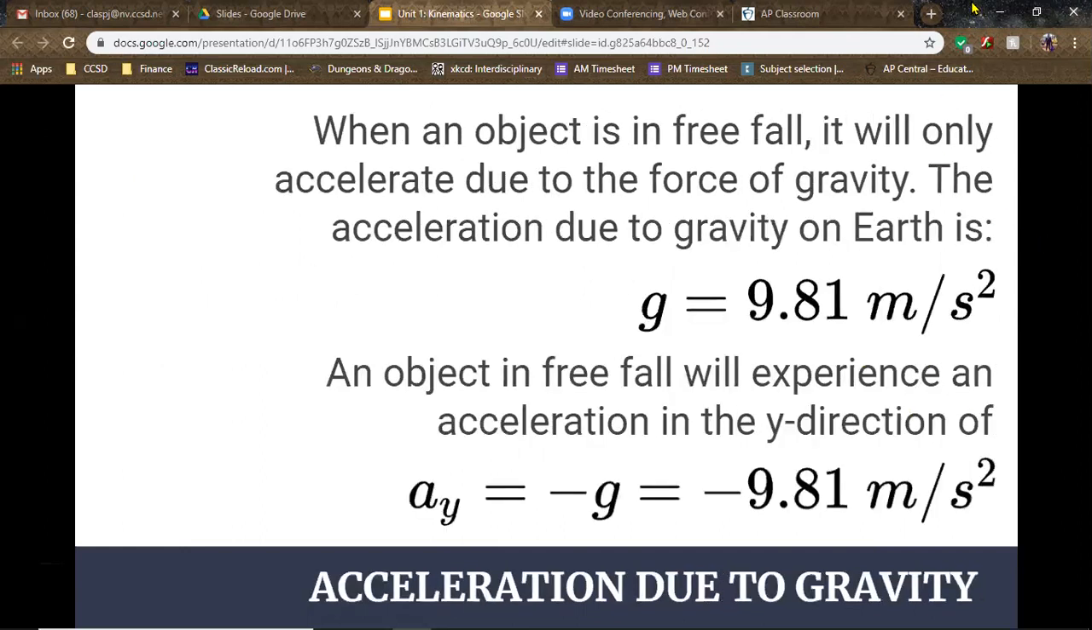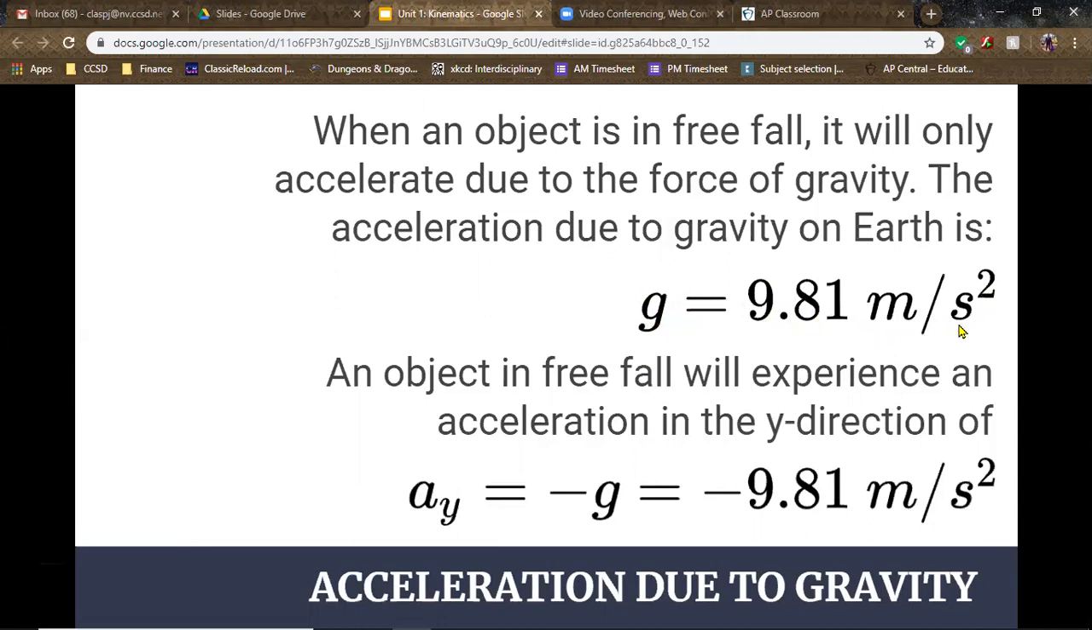So when an object is in free fall, it will only accelerate due to the force of gravity. If it's not in free fall, the actual acceleration of the object could be different. We would have to look at the situation. So the acceleration due to gravity on Earth is 9.81 meters per second squared. We use a lowercase g to represent that. Notice, lowercase g equals positive 9.81 meters per second squared.